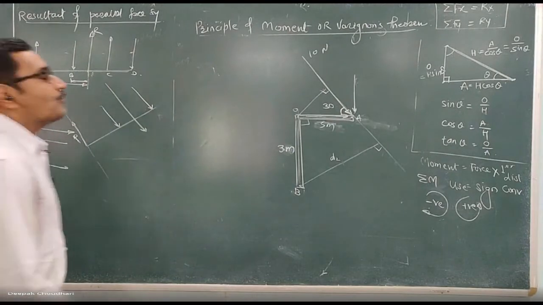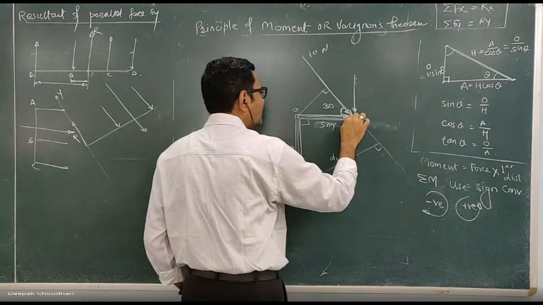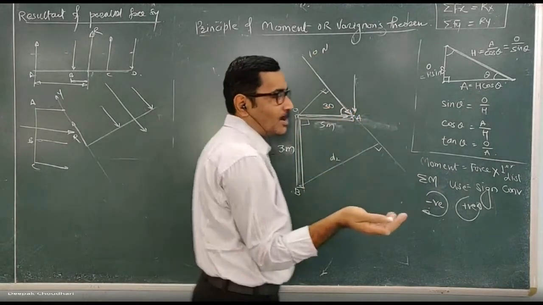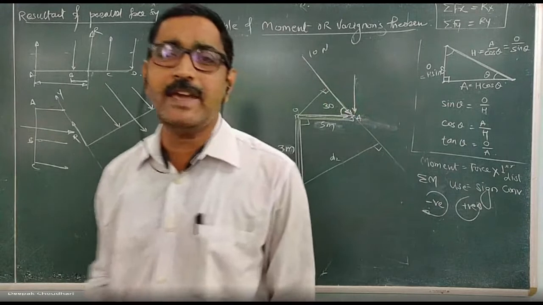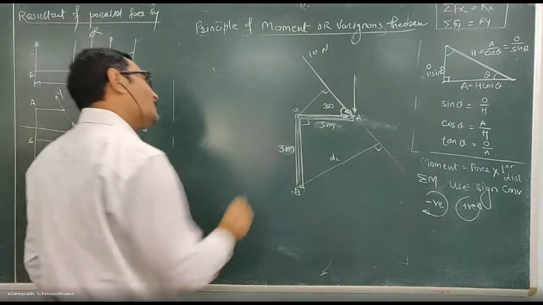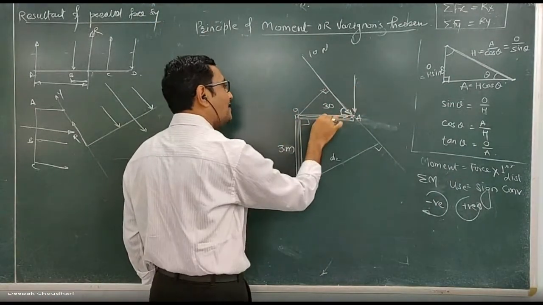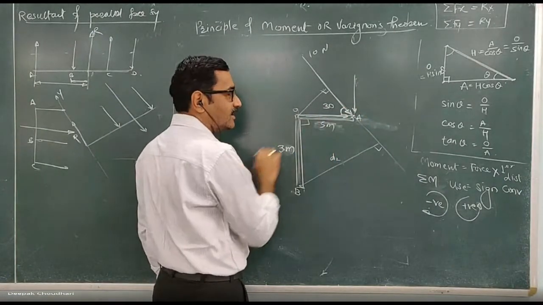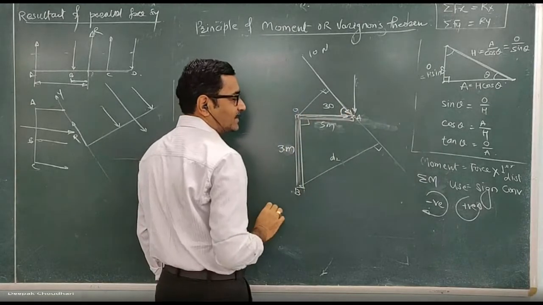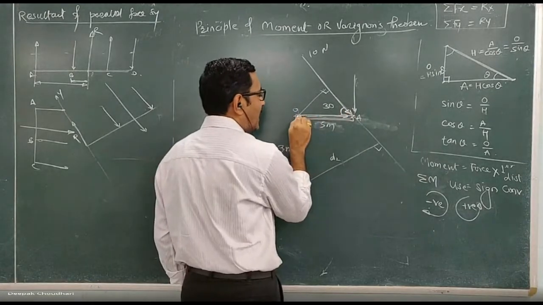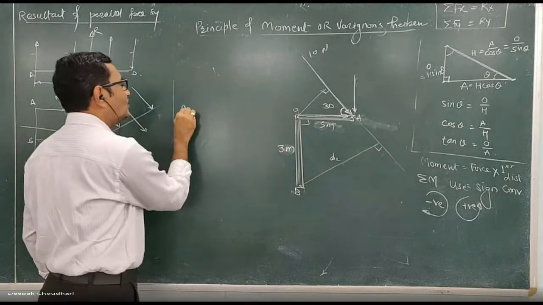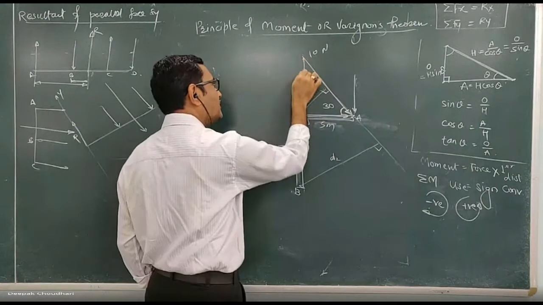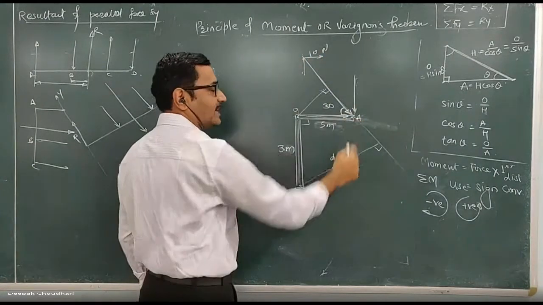For example, to take the moment of this 10 Newton force, I'm going to resolve this force at point A. According to the principle of transmissibility, you can resolve the force anywhere. But for taking the moment, assume both the components at such a point whose distance from the moment center is known to you. The distance from the moment center to that point should be known. So I know I have to take the moment about point O, and I know the distance of point A from O. So I will resolve it here. Even if you resolve it here, you have to assume both the components at this point.